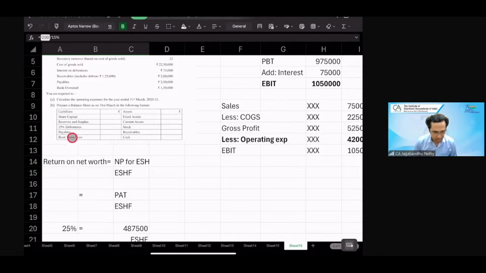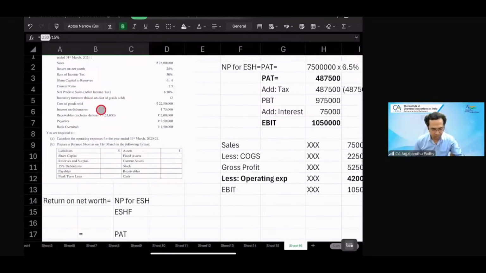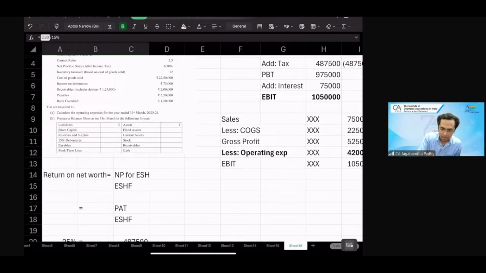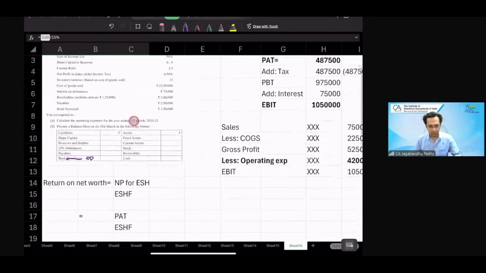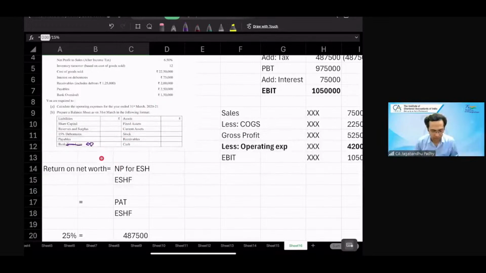Now bank term loan, there is no information about bank term loan. There's a mistake over here. This is not term loan. This is bank OD. Because there's no other information about bank term loan, obviously this 1,50,000 will come over here. So liability side, everything is sorted, correct?